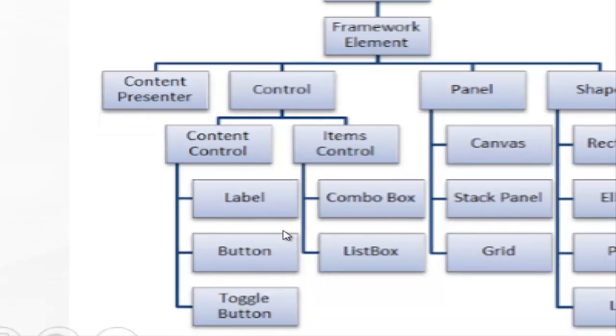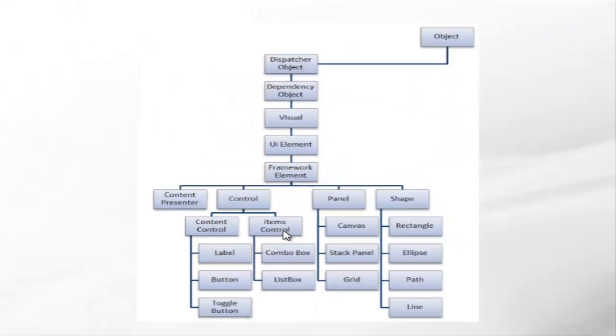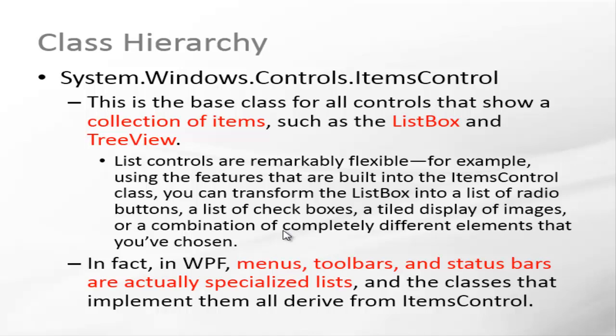The other type of controls are called item controls. Now the word itself says, what is the meaning of saying items control? It is a control that has many items inside it. One of the simplest examples is the list view. List view can contain a list of text inside it. A menu can contain a number of items inside it. A toolbar can contain many buttons inside it. All of them are derived out of the items control.